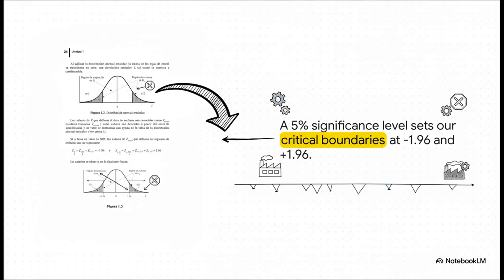So how do we decide where to draw those lines? Well, we choose something called a significance level, and typically it's set at 5%. This is basically our risk tolerance. We're saying, you know what, I'm okay with having a 5% chance of making a mistake and stopping a good production line. And that 5% risk level translates to specific values on the graph, -1.96 and +1.96. If our evidence falls outside those boundaries, it's strong enough evidence for us to take action.